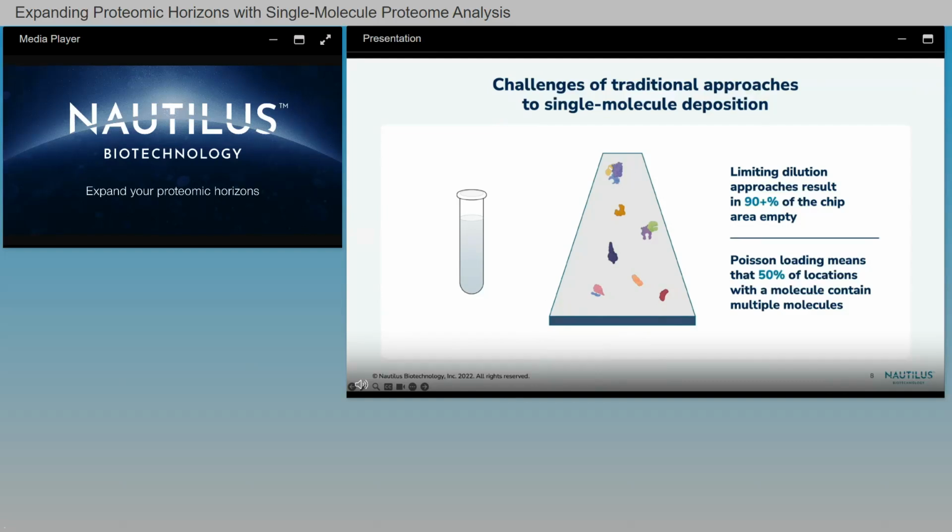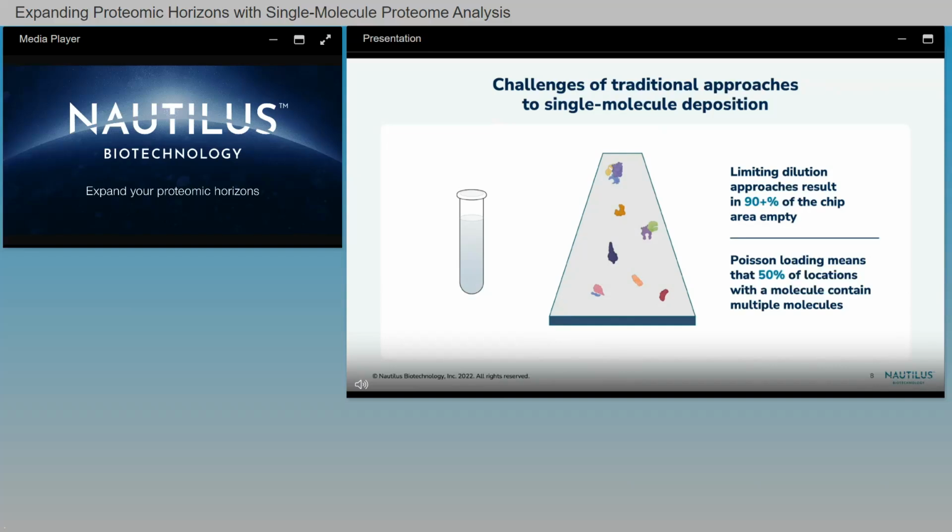The other challenge with Poisson-based loading is that you actually can't guarantee that you're looking at individual molecules. In fact, 50% of the locations where there's any molecule, there'll be multiple. 25% will have 2 molecules, 12% will have 3, and on and on and on. And so this was the first challenge we had to overcome, which was how do we actually generate a hyperdense single molecule protein array? The ways that people typically approach this problem are by creating landing pads for individual protein molecules that are really small so that you don't have multiple molecules living at the same coordinate.